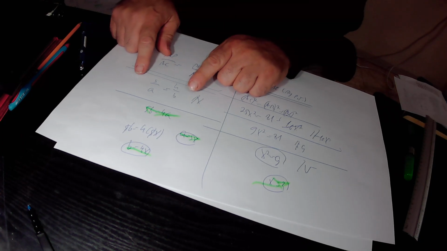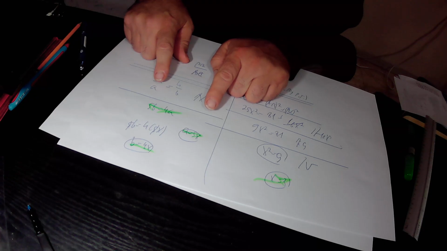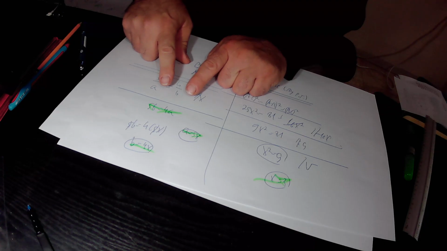What is the meaning of this equation, 5B equals 4A? It means that if we define A as 5x, then B must be equal to 4x. Why? Because if A equals 5x, it means that we substitute A by 5x.